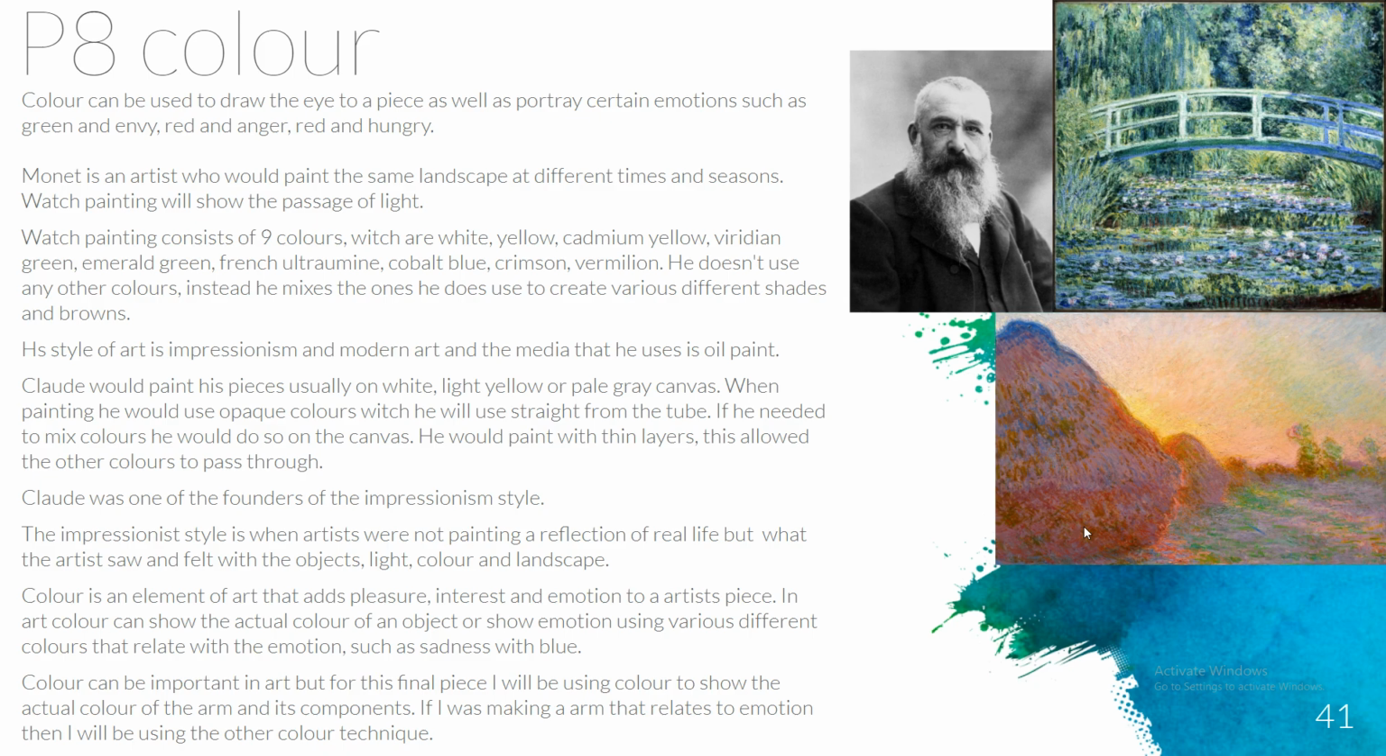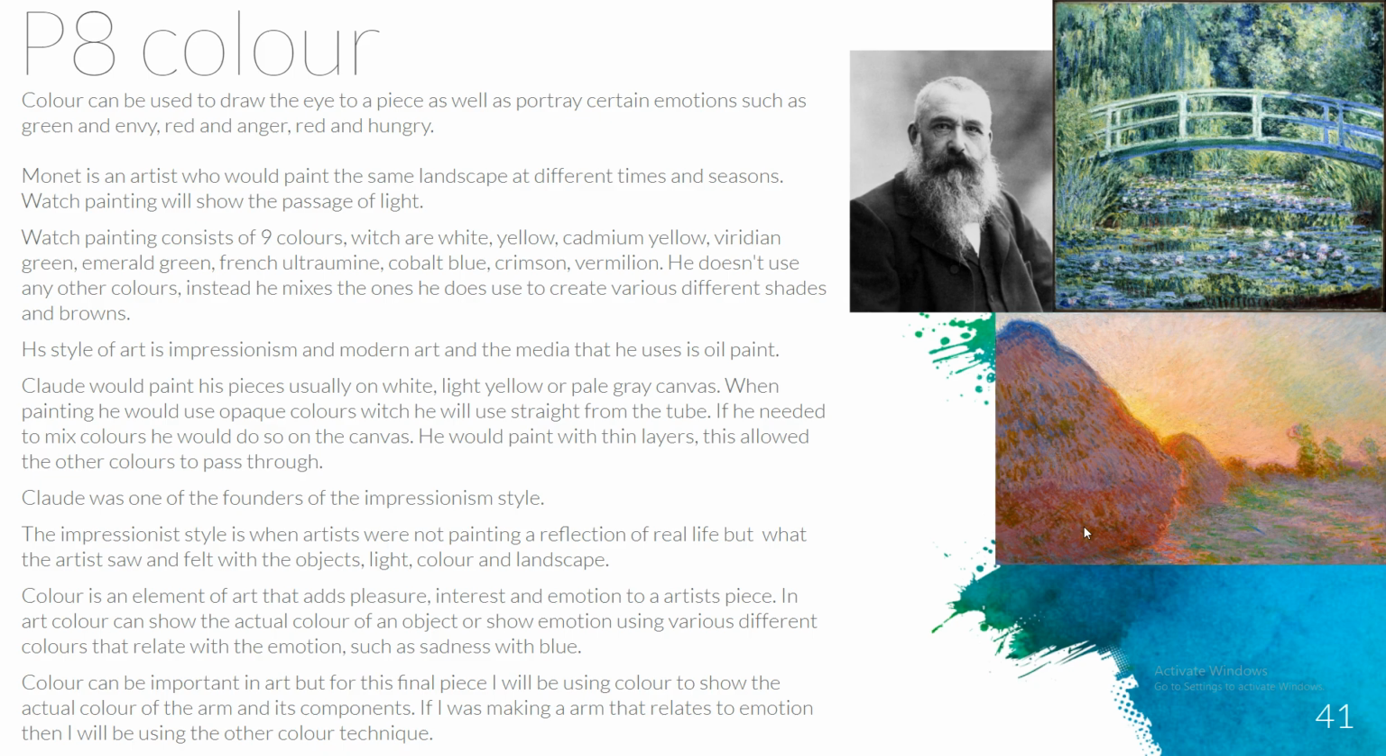His palette consists of 9 colours, which are white, yellow, cadmium yellow, vibrant green, and emerald green, French ultramarine, cobalt blue, crimson, and vermilion. He doesn't use any other colours, instead he mixes the ones that he does use to create various different shades and browns.